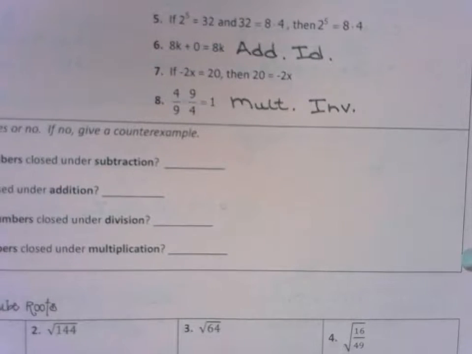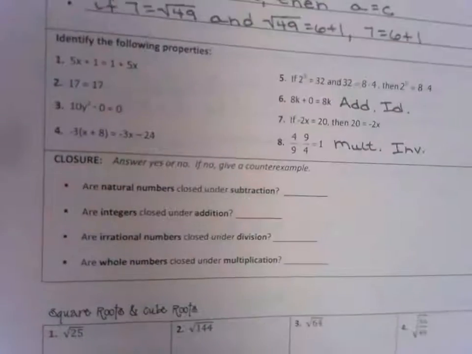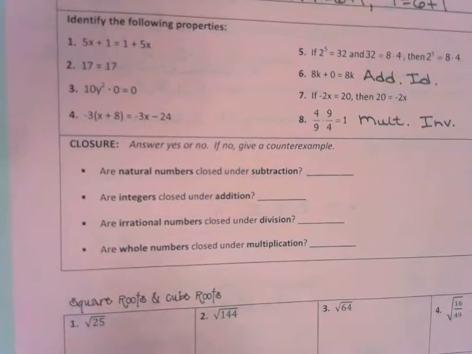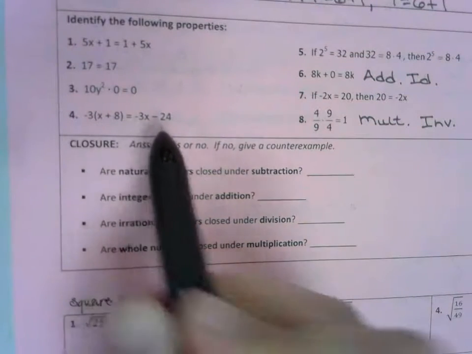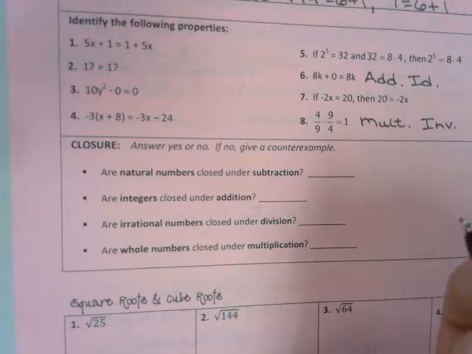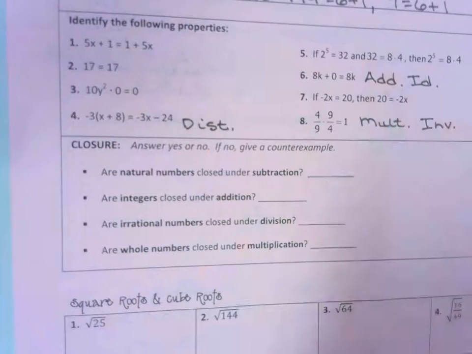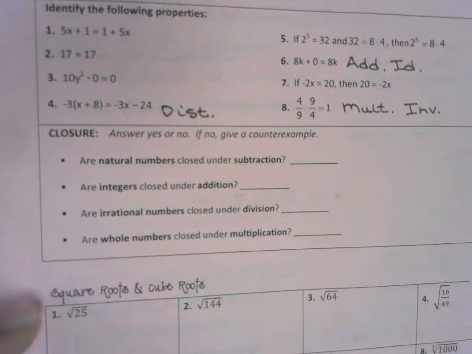I'll do one more. Pick one. Let's look at 4. If I look at 4, negative 3 times x plus a is equal to negative 3x minus 24. Thoughts? Distributive. Yep, you're taking the number in front, and I'm multiplying it through the parentheses. Any questions on those?